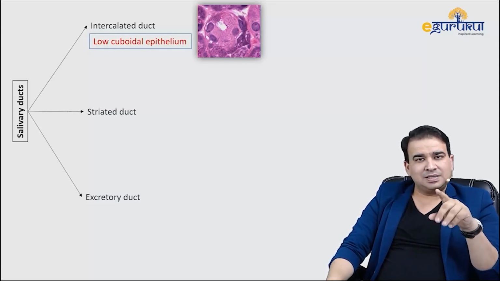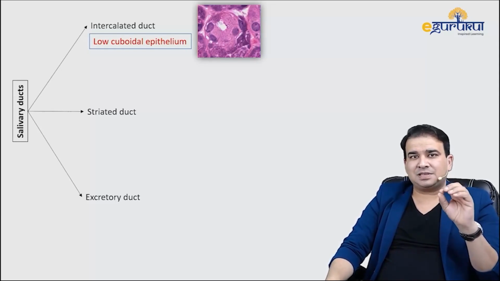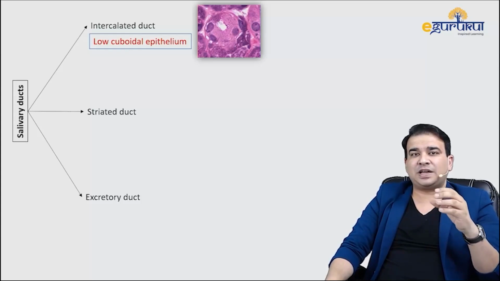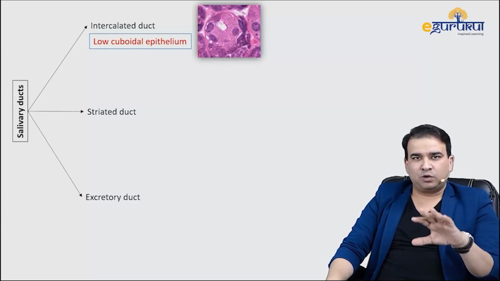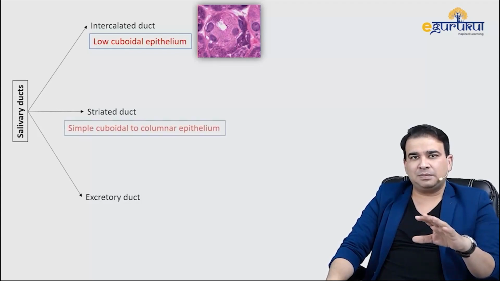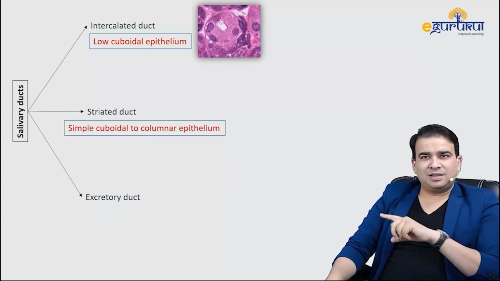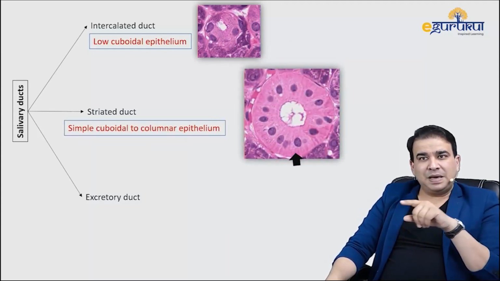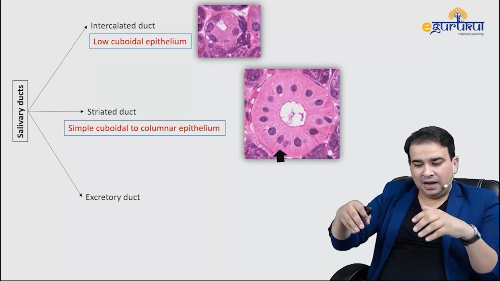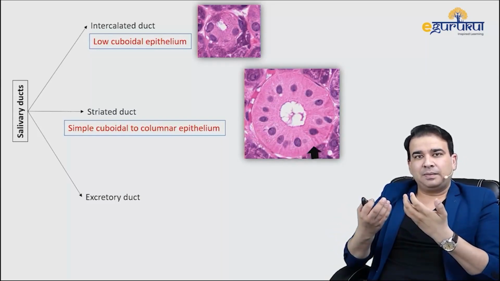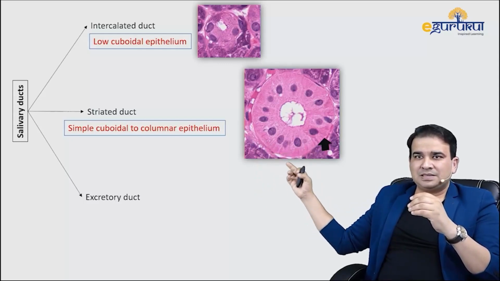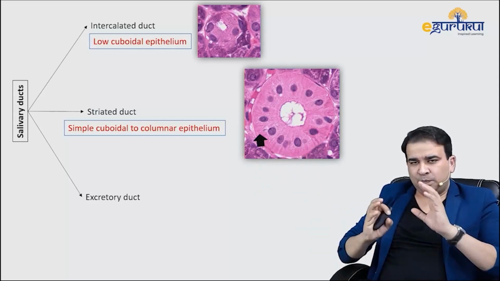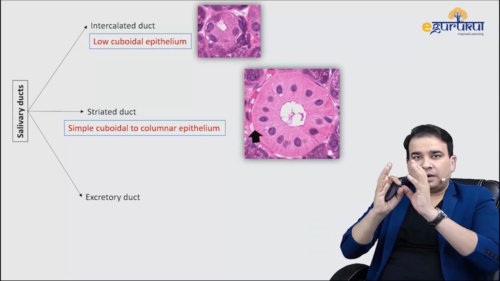The important one here is the striated duct. As the name suggests, striated, that is because of the striations. Epithelium could be cuboidal to columnar. It could be a simple cuboidal to columnar epithelium. But the feature, if you look at this picture, is the basal striations. The infolding of the basal plasma membrane will form these striations, on which you can see this arrow running here. That is the basal striations, which will push the nucleus more toward the central part.